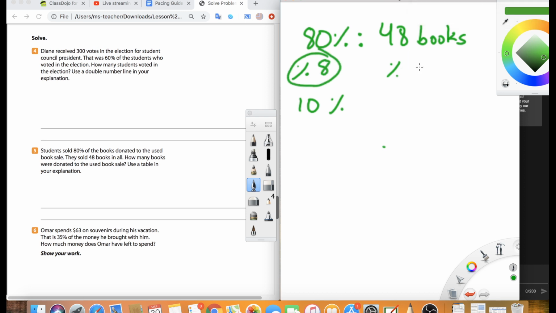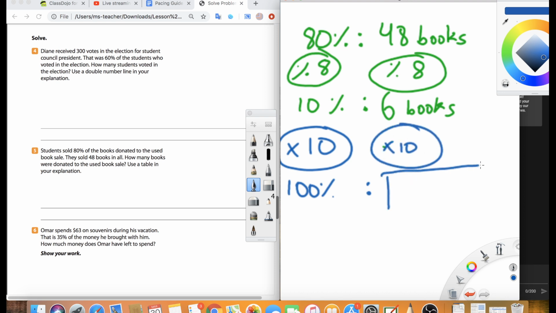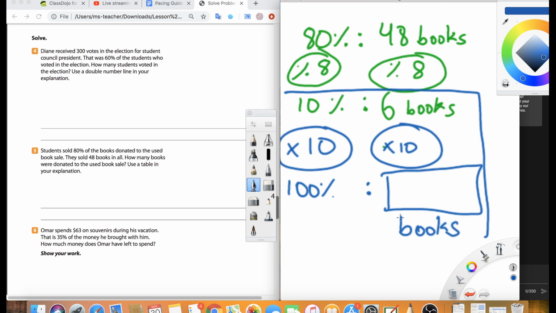Now, I must do this to both sides. Remember that. When I divide this, I get 10. That's already there. When I do 48 divided by 8, 6 times 8 is 48. That's 6 books. That means that 6 books is 10%. But I want to find out how much 100% is. So I need to multiply the 10% by 10 to get 100. But I need to do that to both sides. Whatever answer you get when you do 6 times 10, that's how many books is 100%.